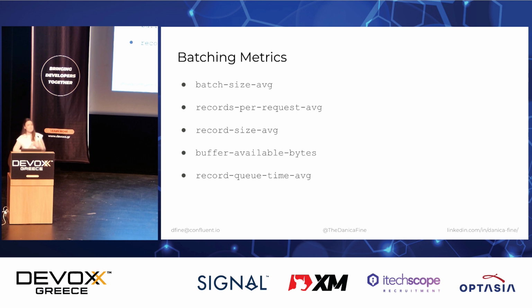Records per request average. A request can have multiple batches in it, so it's good to see overall how many records are actually moving to the brokers.